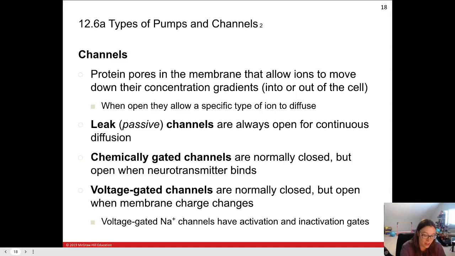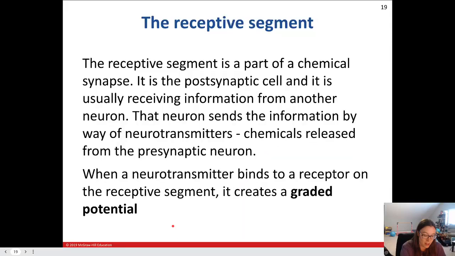And then finally, we have voltage gated channels. We will talk about these in the initial segment as well as the conductive segment. And so voltage gated channels are normally closed, but they open when the membrane charge changes. And then voltage gated sodium channels have some additional special things we'll talk about next lecture.